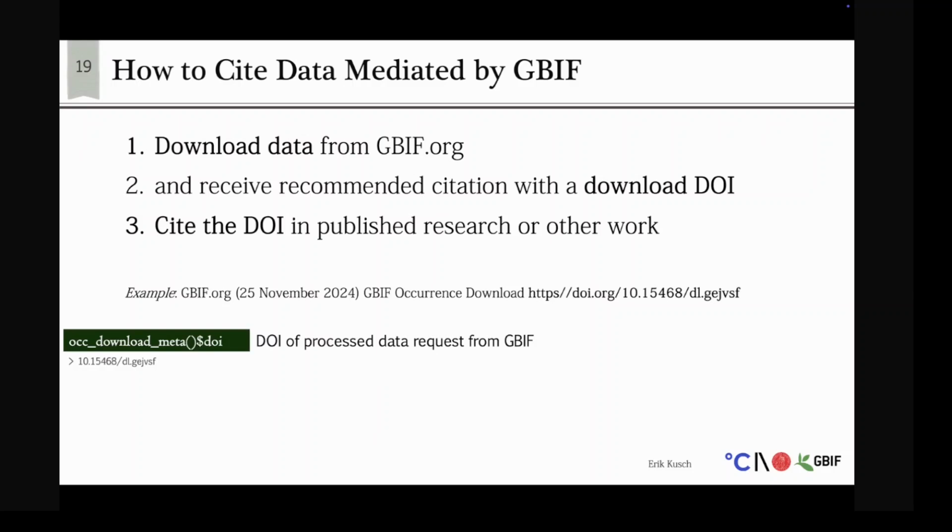If you just call the OCC_download_meta function and then just subset for the DOI field in there, you get the DOI of the process data request from GBIF that you can then use to cite like such for the actual data that I've downloaded for this course. And that should be available somewhere in an already cleaned and handled state on the back end for you in some repository, if I'm not mistaken.